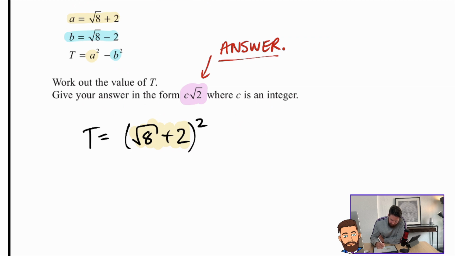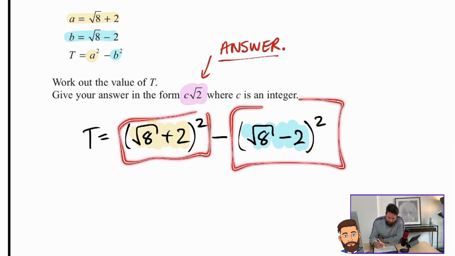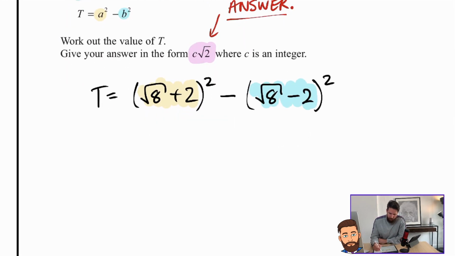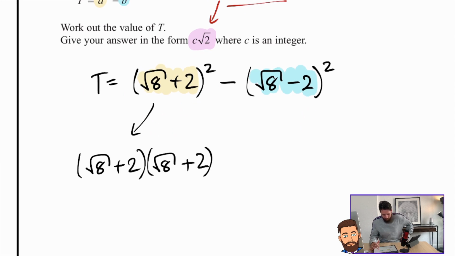And then I'm going to take away B squared. Well, again, B has got more than one thing in it. So I'm going to put it in a bracket, so it's root 8 minus 2, and I'm going to square it. And just to coordinate that, that is B, the blue. So what we need to do is we need to square this, and then take them away. So let's just focus on A to begin with. If I take this off to the side, remember from the previous examples, if I square that, it's going to look like this. It's going to be root 8 plus 2 times by root 8 plus 2.